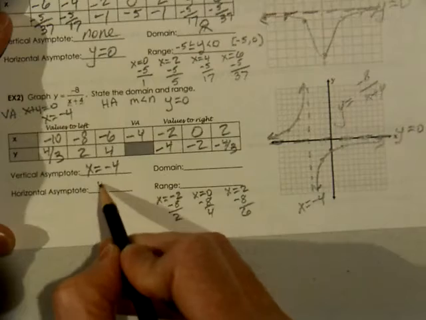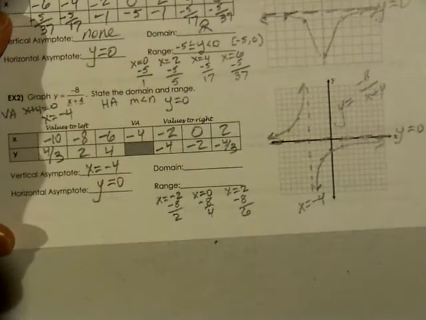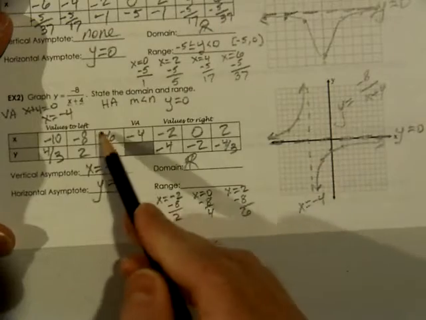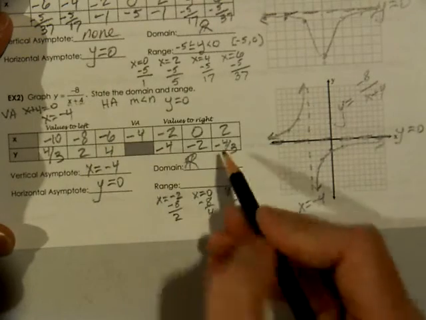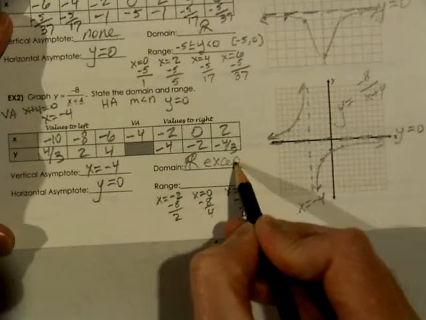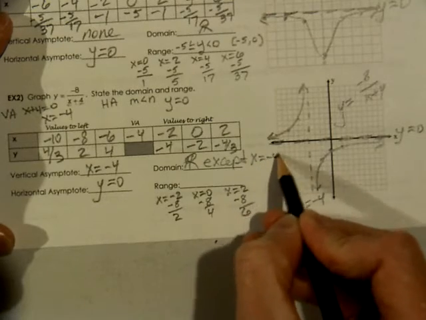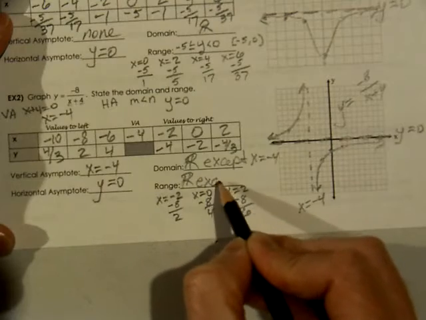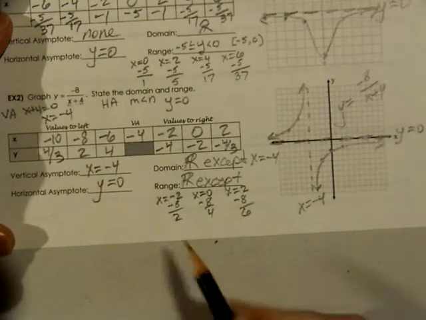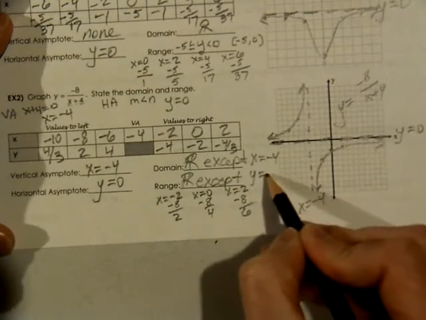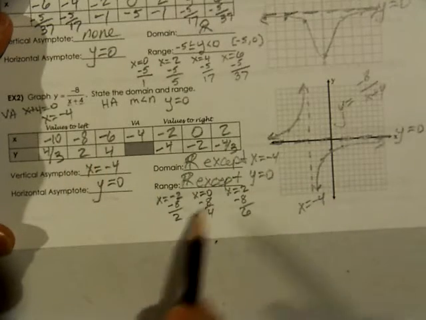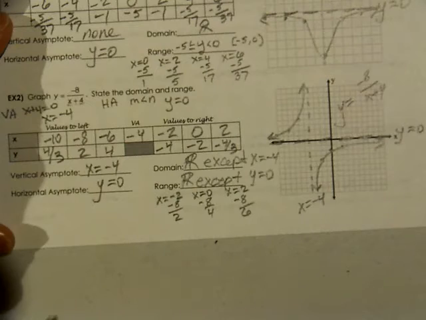We know that the horizontal asymptote is y equals 0. The domain, you can plug in any number into your equation that you want, except where the asymptote is at. And you can get any answer except where the asymptote is at. You're not going to get a 0. No matter what number you plug in there, you can't get 0.